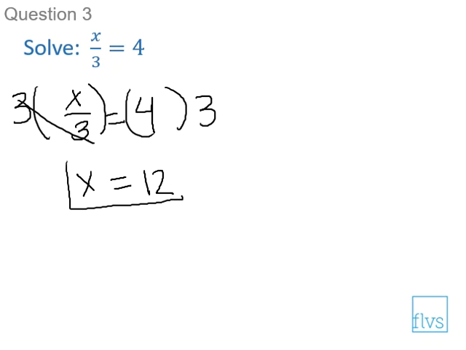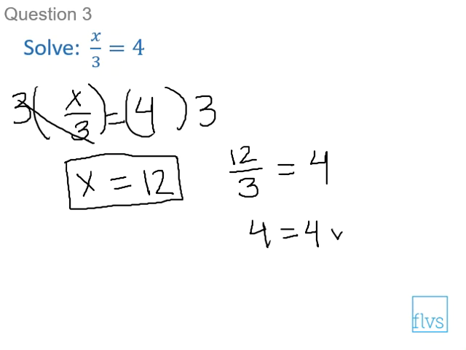Now remember, we can always go back and check these. So 12 over 3 equals 4, which is 4 equals 4, which means it works. Checking your work is always a good option.